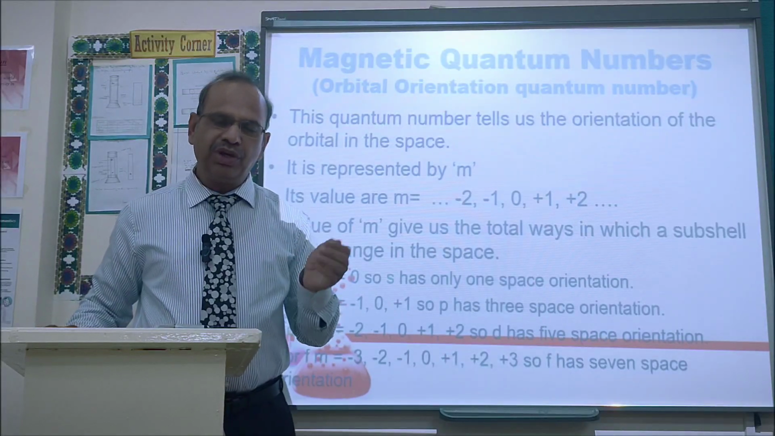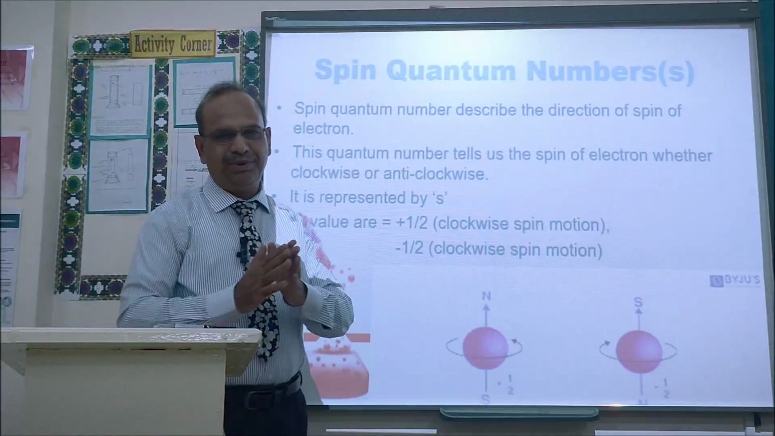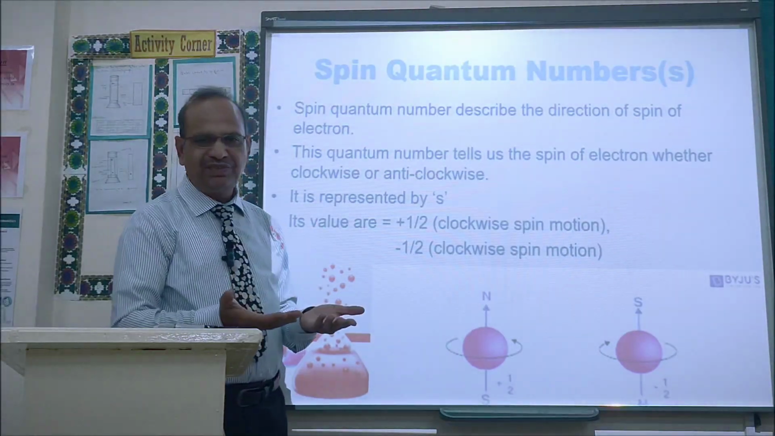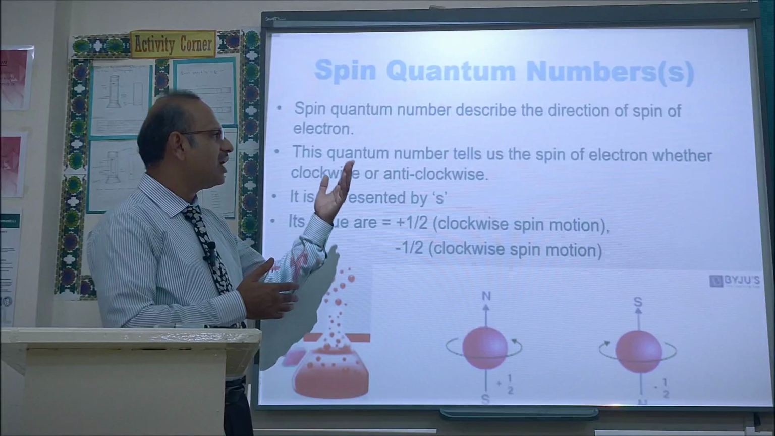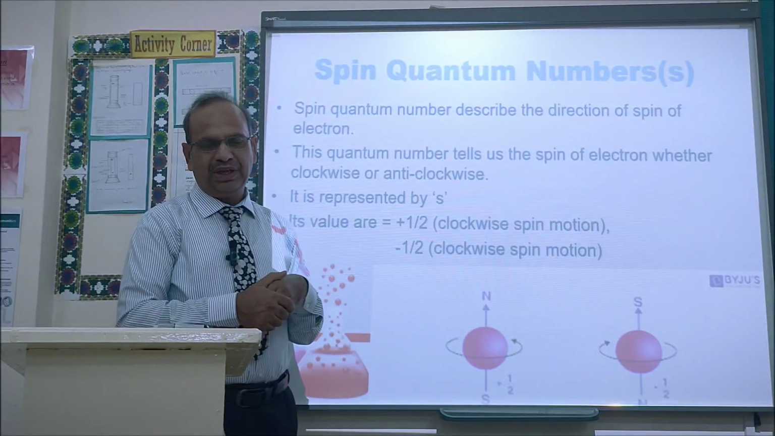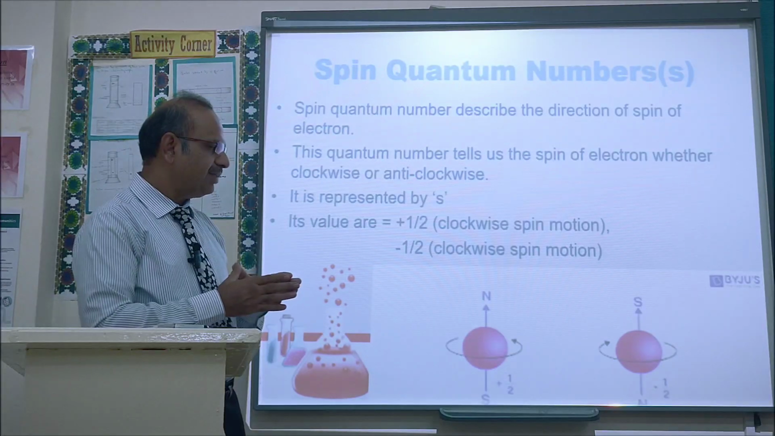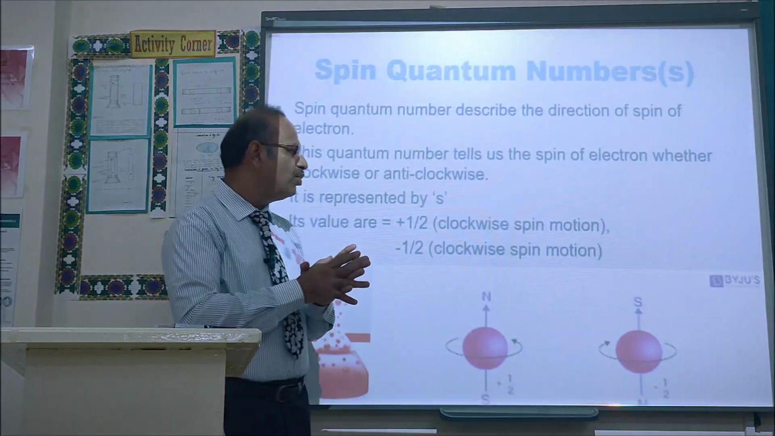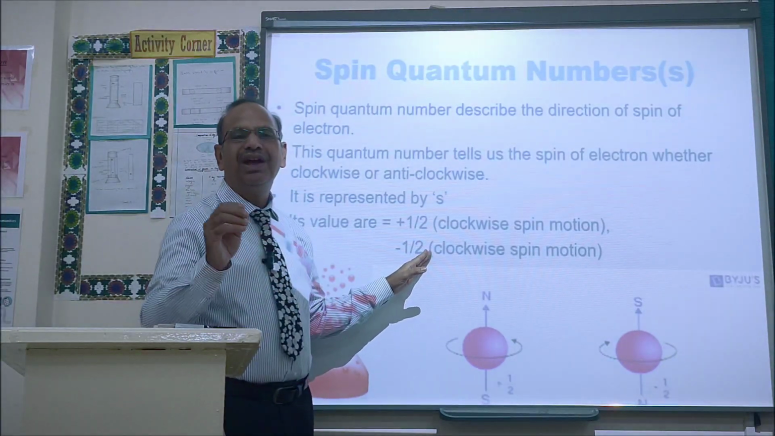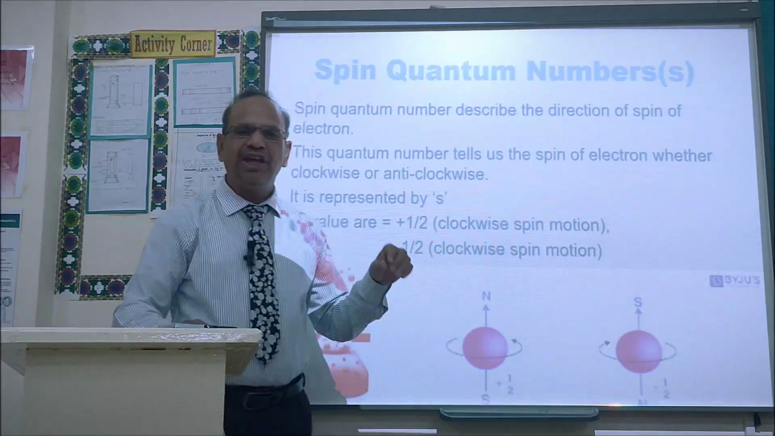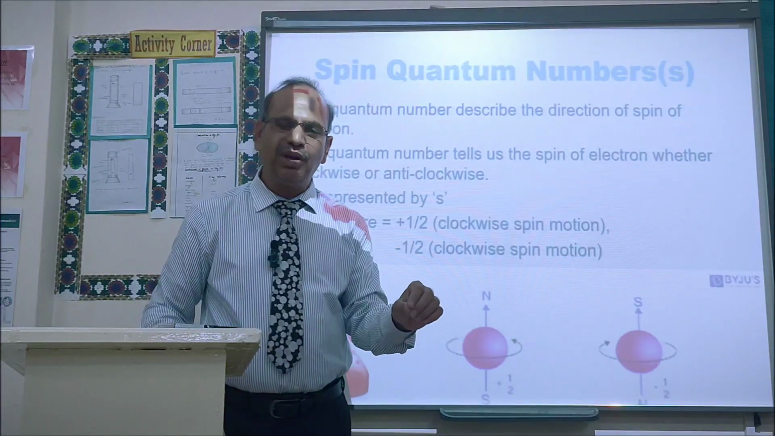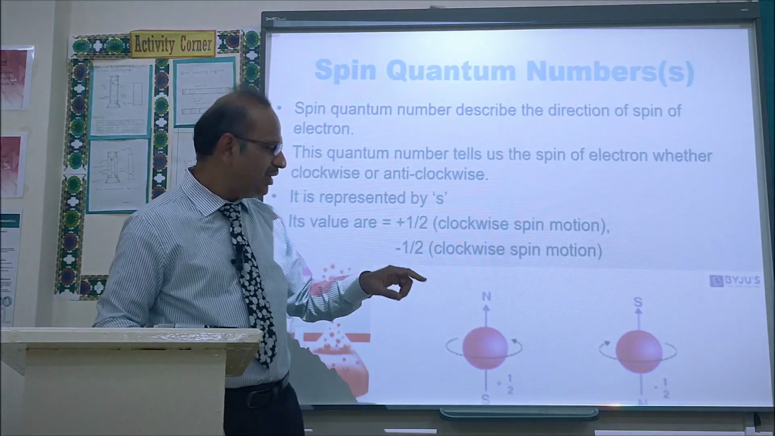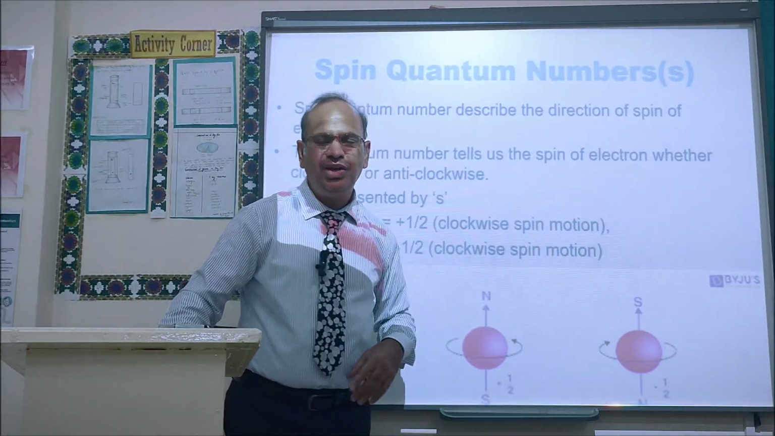The last quantum number, quantum number 4, is the spin quantum number. The spin quantum number is represented with s. What is its function? It helps us to describe the direction of spin of an electron. According to this, in any orbital, if more than one electron is there, half of them will move clockwise and half of them will move anti-clockwise. It is not possible for more than one electron in one orbital to move with the same spin. Half will be clockwise and the other half will be anti-clockwise.